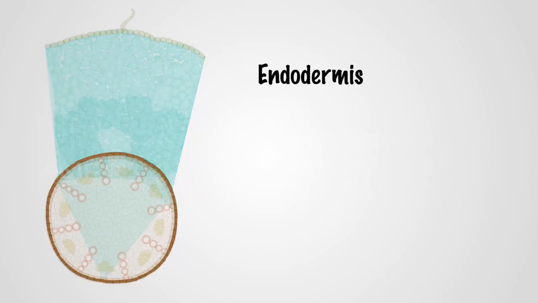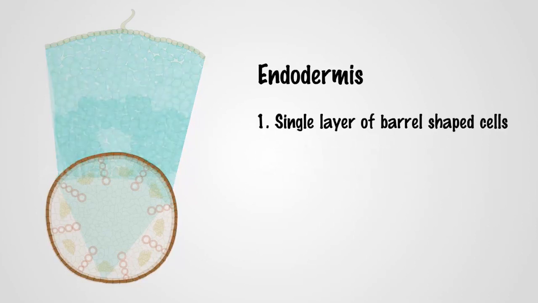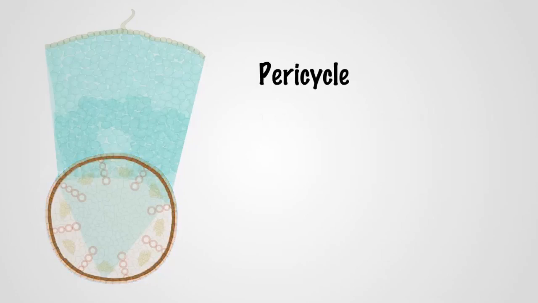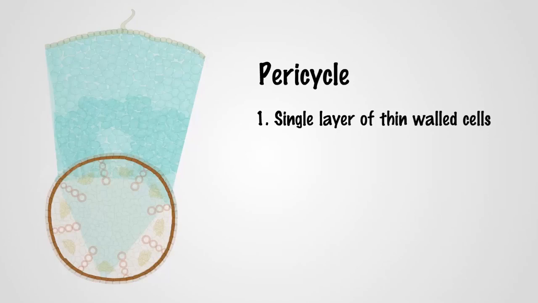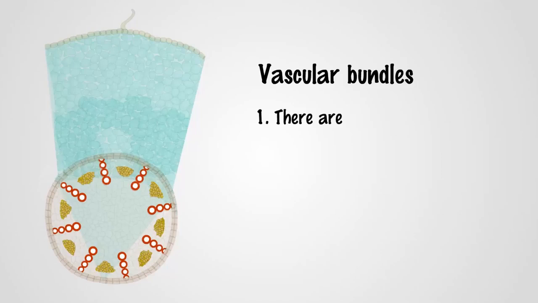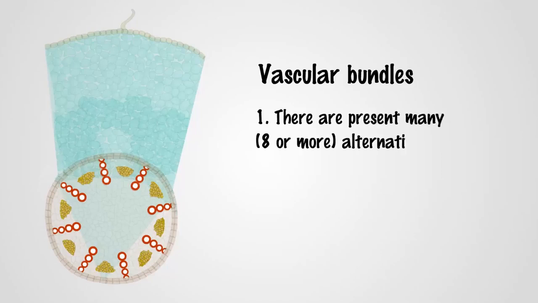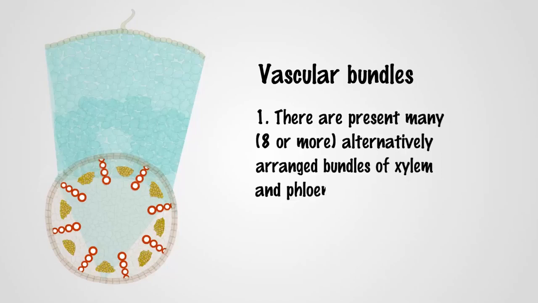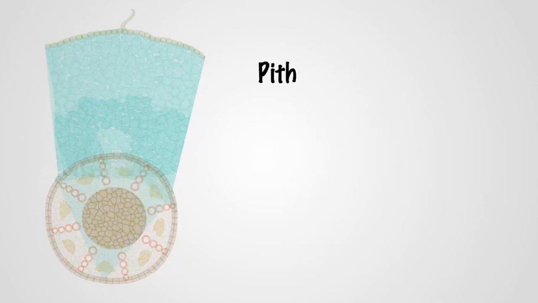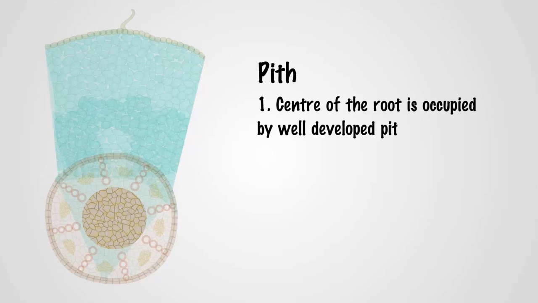Endodermis is a single layer of barrel-shaped cells. It separates the cortex from vascular tissues. Pericycle is a single layer of thin-walled cells below the epidermis. Vascular bundles are present, many, 8 or more, alternatively arranged bundles of xylem and phloem called radial bundles. The center of the root is occupied by well-developed pith made up of parenchyma cells.